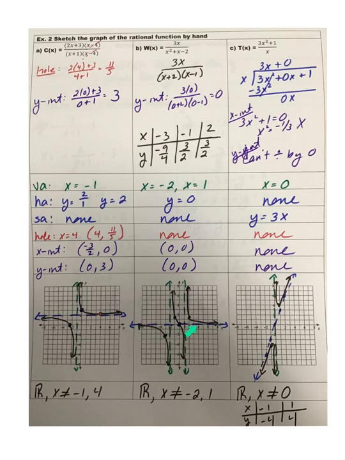Horizontal asymptote, y equals 0. There is no slant asymptote. There is no hole. The x and y intercepts are the same. It's the point (0, 0). Now, I know that might be a little confusing because it's on the horizontal asymptote, but it's okay.